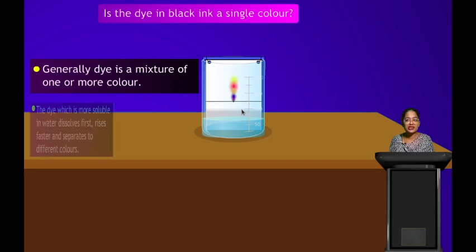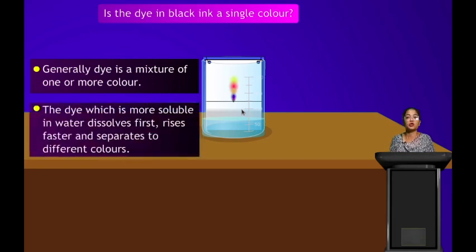Generally a dye is a mixture of one or more colors. Here we have 4 different colors. There might be many others, but for now we can see 4. Black ink looks very pure, you cannot see any other color, and yet there are many different dye components there. The dye which is more soluble in water dissolves first. Here you can see yellow is on the top. Yellow dissolves more in the water.